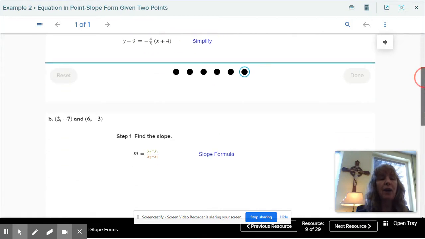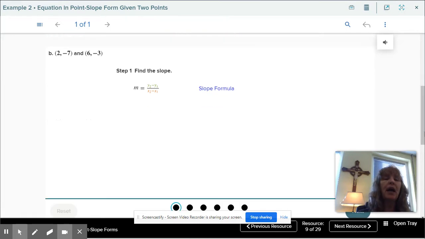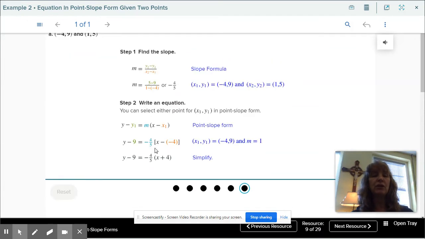And then, here's another example. I want you guys to try this one. Stop the video, try this one, and see if you can get an equation that looks similar to this. And then, of course, you can certainly graph this equation if you want to. You can begin with this point here and then utilize your slope. You're going to go down 4 and over 5, and you'll get that slope of a line.